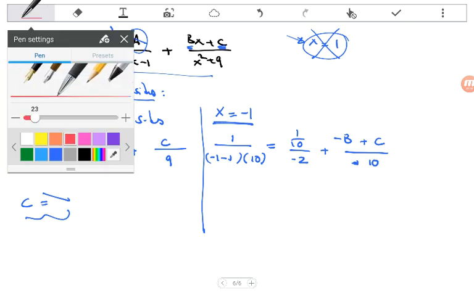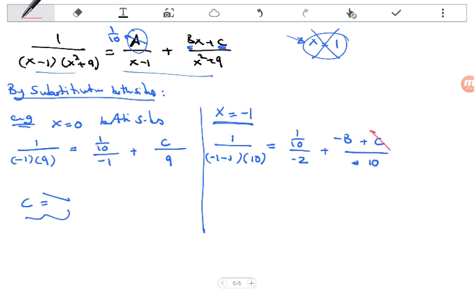And I have managed before to find the value of c. So I know the value of c, so now I can get the value of b. Okay? So this method is called substituting both sides. By substitution both sides, I just choose any values for x both sides to find the missing unknowns.